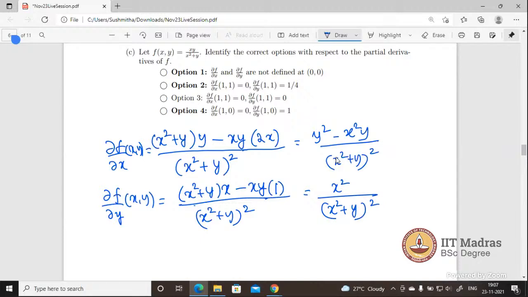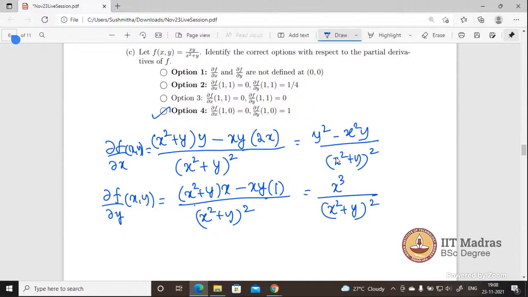Yes, ma'am. In this case, the numerator will be x cubed. Will it be x cube? Oh, yeah. Sorry. Yes. There was someone asking, no? So here dou f by dou y at 1, 0 will be 1. Because it's not going to give me a 0 by 0 form, so I can substitute. So I'll get 1. So this option is right.